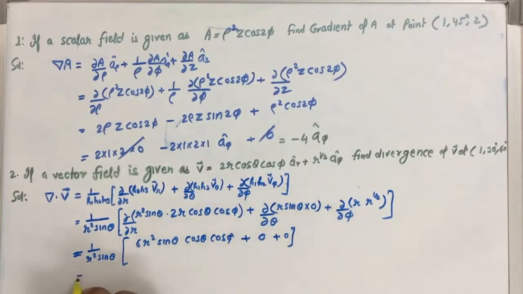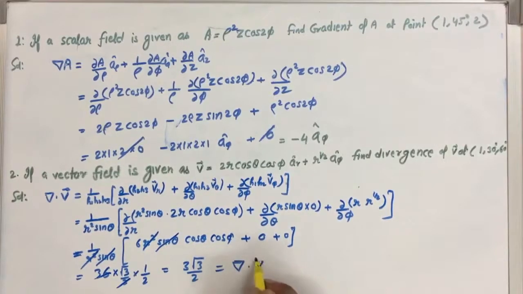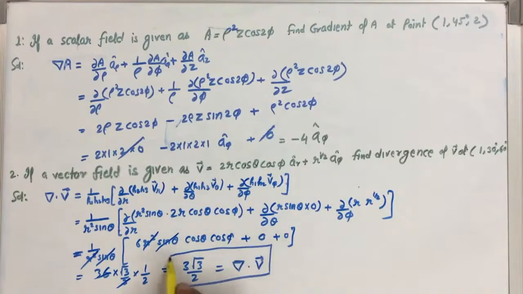Now simplify this. r square will be cancelled out. Sin theta will be cancelled out. The remaining terms will be 6, cos theta is 30 degrees, that is root 3 by 2, cos phi is 60 degrees, that is half. You can simplify as 3 root 3 by 2. This is your final answer. So if you find the divergence of vector field V at this point, then the divergence will be 3 root 3 by 2.